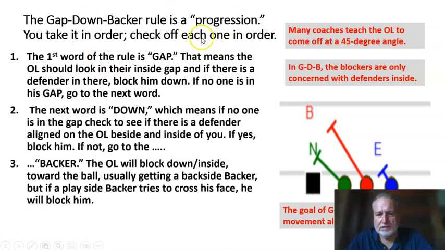Okay, it is a progression. So what they do is they go in the order we just talked about. The first word of the rule is gap. Okay, that means anything in the gap, you've got it. The gap inside of you. You're not looking outside. Okay, all right. We teach a 45-degree angle on the down block. Okay, in gap down backer, the blockers are only concerned with what's inside of them.